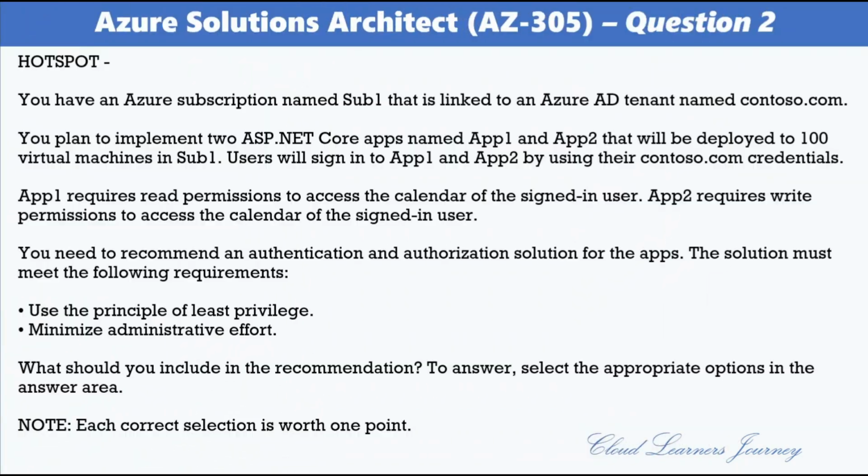Next, question number 2. You have an Azure subscription named Sub1 that is linked to an Azure AD tenant named Contoso.com. You plan to implement two ASP.NET Core apps named App1 and App2 that will be deployed to 100 virtual machines in Sub1. Users will sign in to App1 and App2 by using their Contoso.com credentials. App1 requires read permissions to access the calendar of a signed-in user. App2 requires write permissions to access the calendar of a signed-in user. You need to recommend an authentication and authorization solution for the apps. The solution must meet the following requirements. First requirement, use the principle of least privilege. Second requirement, minimize administrative effort. What should you include in the recommendation?